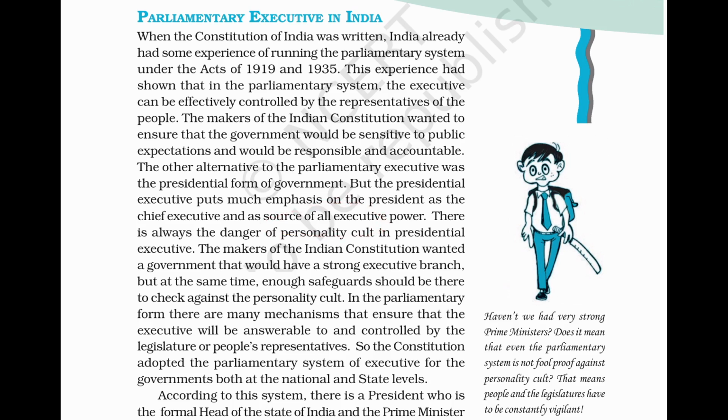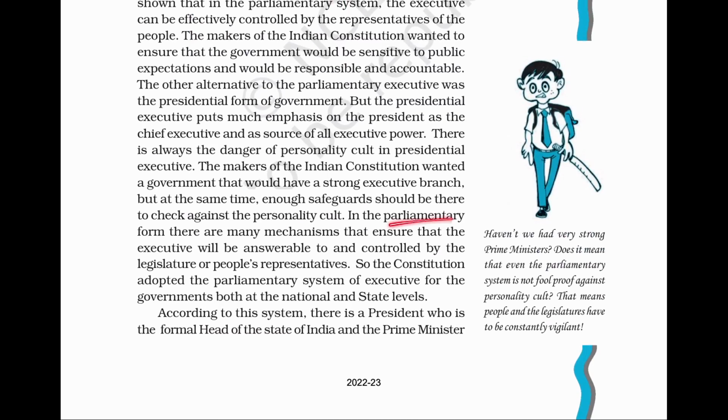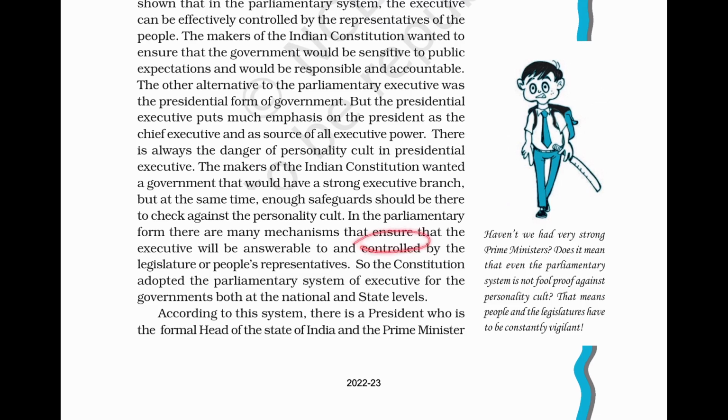So the constitution makers did not want to have a system where the government or the body or the authority in power would be so strong. So they wanted to have a check कि उनको strong बनाना है, but इतना भी नहीं कि personality cult आ जाए. So in parliamentary system, at least we have the mechanism wherein we can make the executive responsible or answerable to the legislature, and we can have the mechanisms of control.